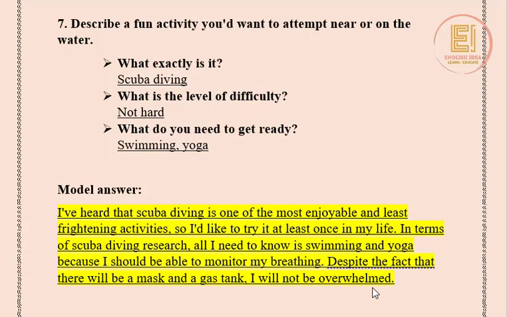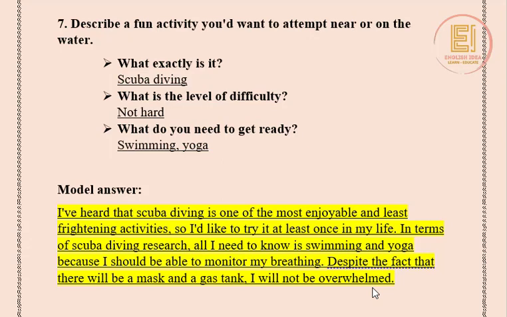So the model answer is, I've heard that scuba diving is one of the most enjoyable and least frightening activities, so I'd like to try it at least once in my life. In terms of scuba diving research, all I need to know is swimming and yoga, because I should be able to monitor my breathing.